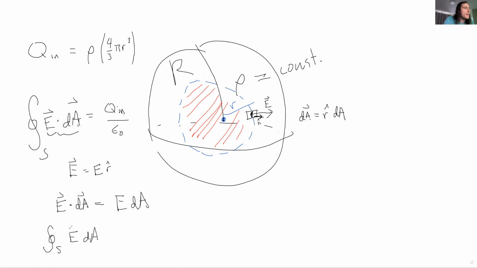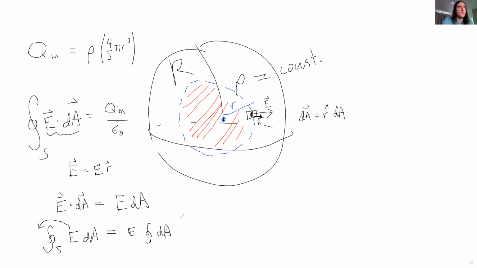Again, because of the radial symmetry, we can pull E out of the integral. Only because we have spherical symmetry can we do this. If we didn't have spherical symmetry, we couldn't do this. So E times the closed integral of dA. Well, a closed integral means integrate over the whole sphere.